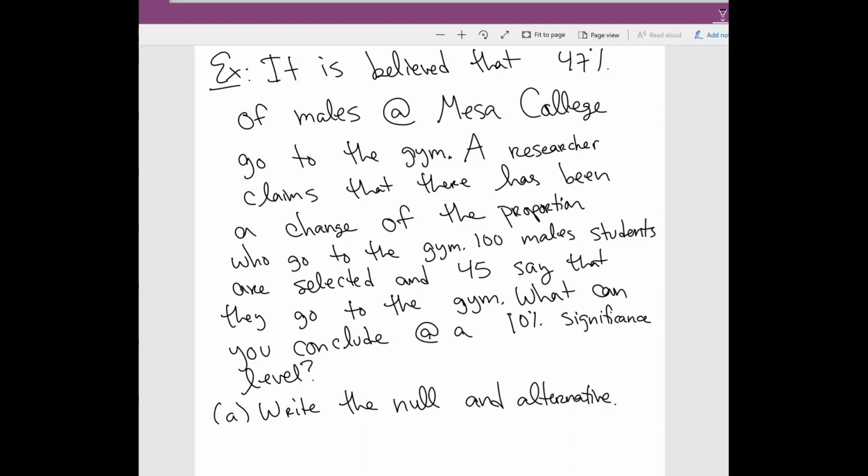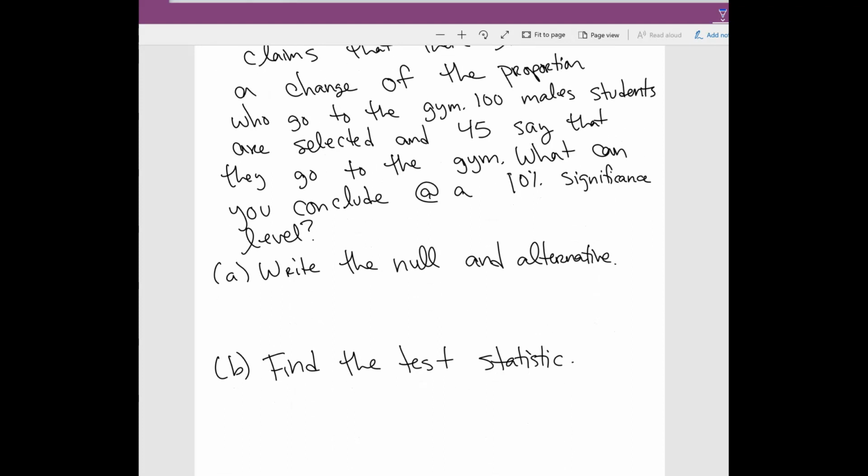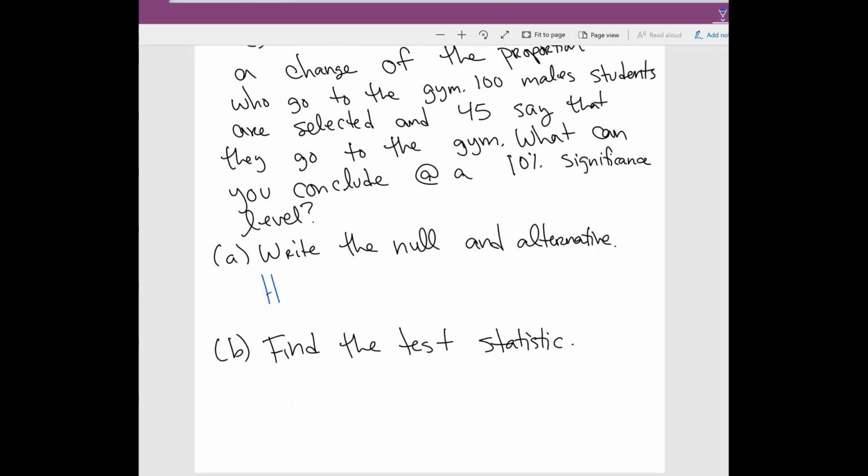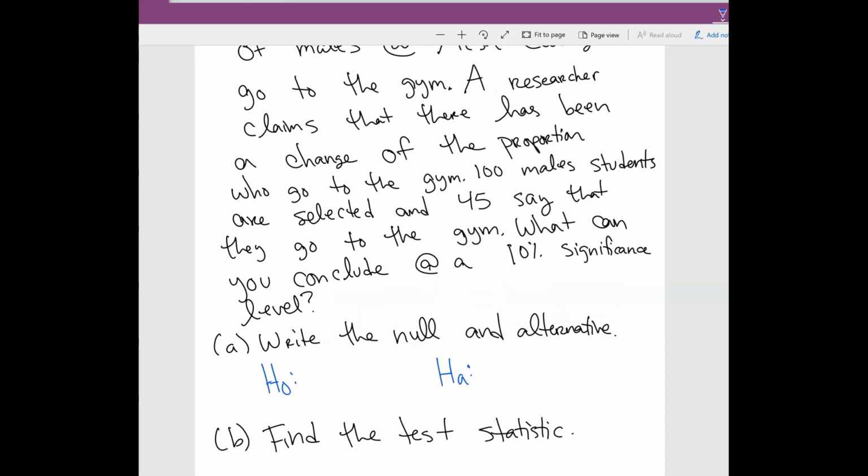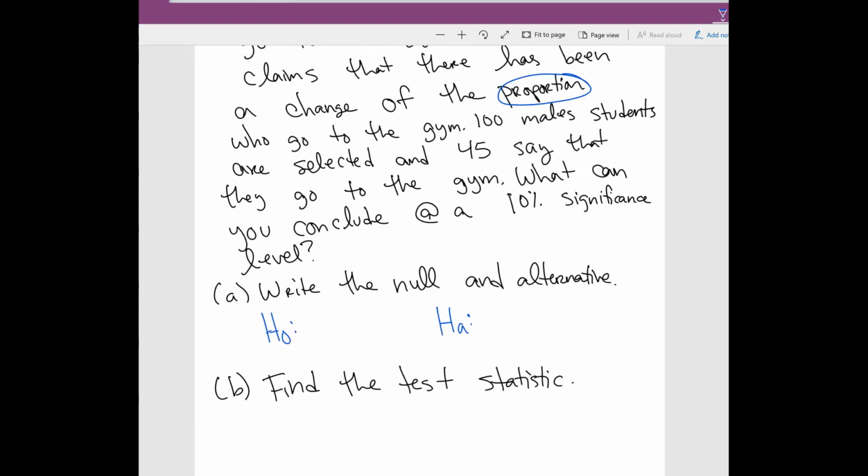The first thing that we want to do is write our null and our alternative hypotheses. So let's first start off by writing H0 and also HA. Notice that we're still dealing with proportions. You see that the word proportion is constantly being thrown around. So we know that this should be a P here and a P here. Now we want to think about this. Remember, this is always going to be equal to. So what is believed in the very beginning?